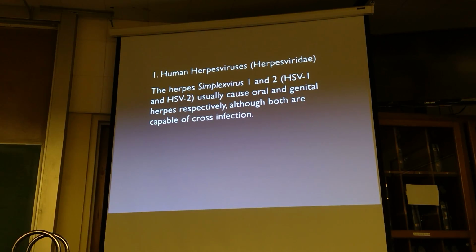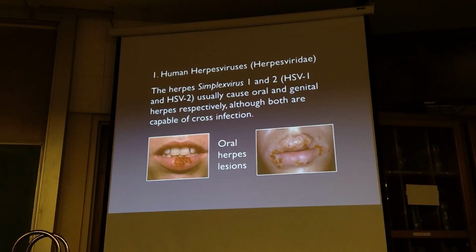HSV1 usually causes oral herpes, and HSV2 typically causes genital herpes, but they can cross-infect. So it's possible to get a virus that is normally an oral virus on your genitalia and vice versa. Here we see the effect of oral herpes. Probably most people would recognize these lesions. People say, oh, you've got herpes, or you might say, you've got cold sores.